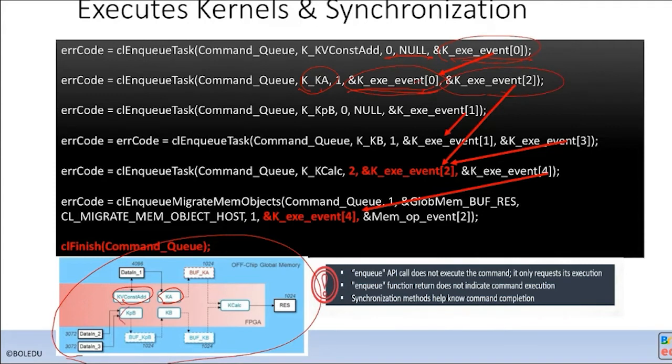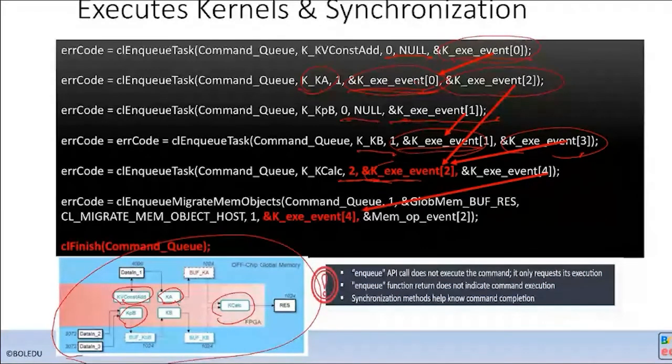For KB, it doesn't depend on anything. After it finishes, it generates event 1. And the next KB depends on event 1 and generates event 3. So the calculate kernel depends on KA and KB complete, which are events 2 and 3. 2 is the KA and 3 is the KB. After it finishes, you generate event 4.